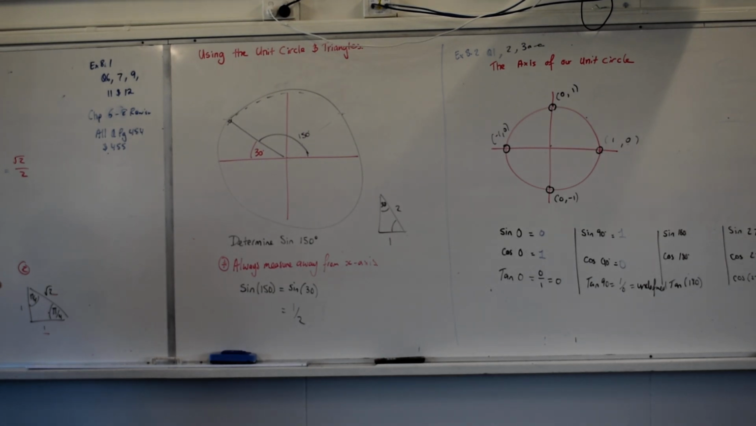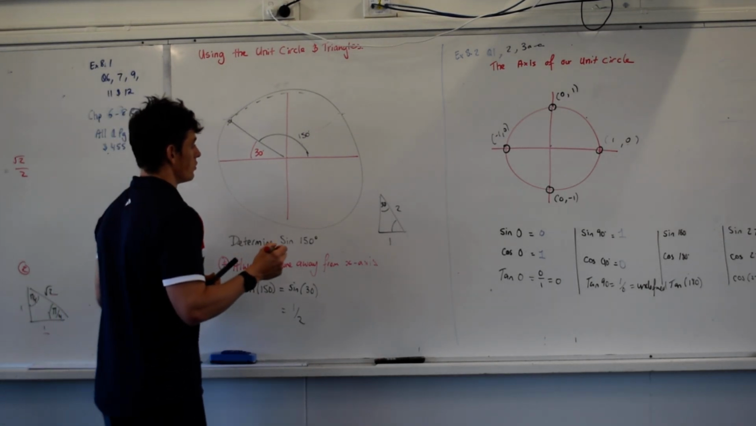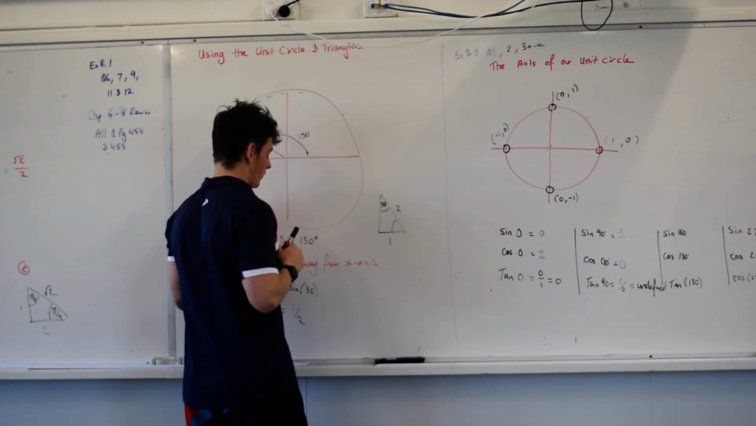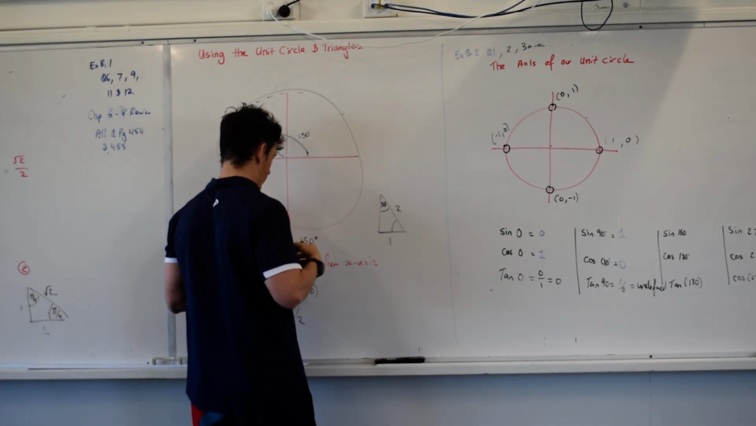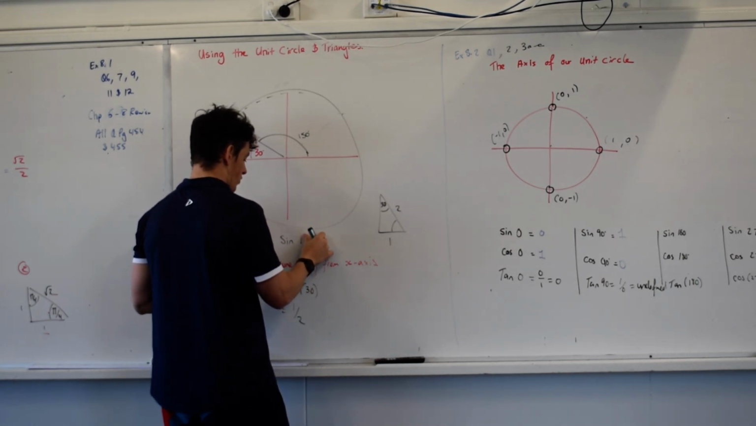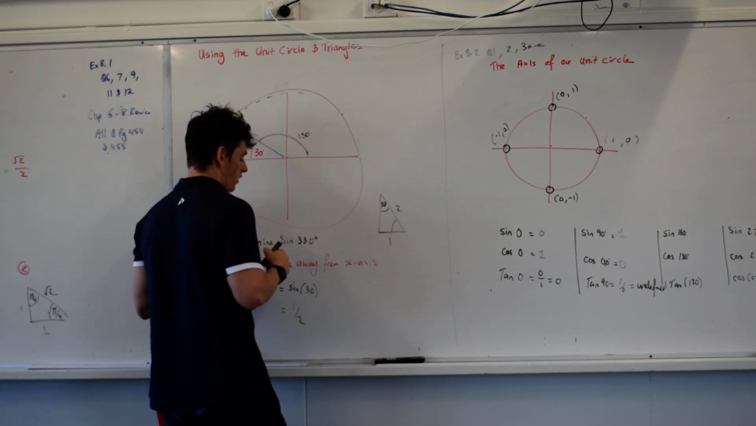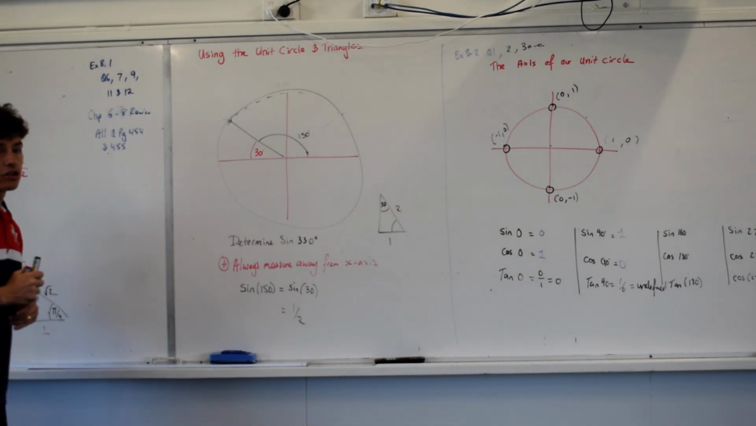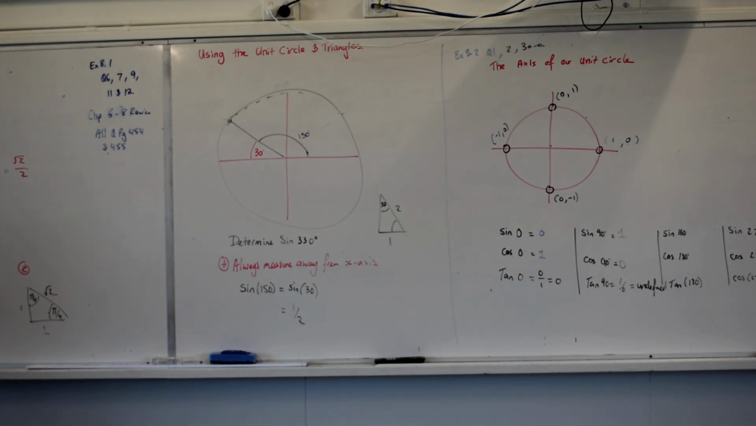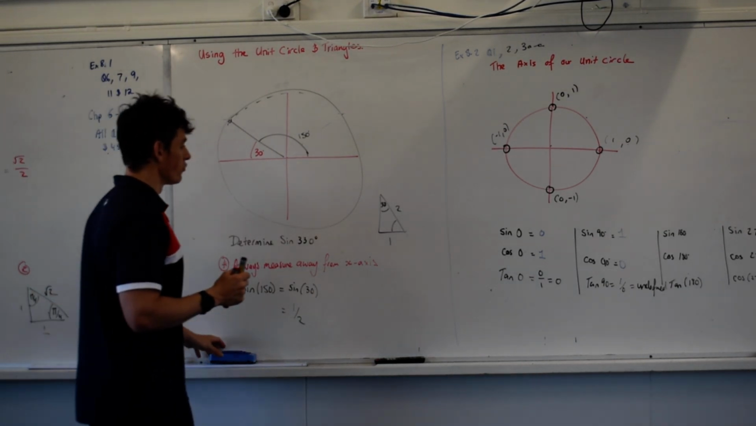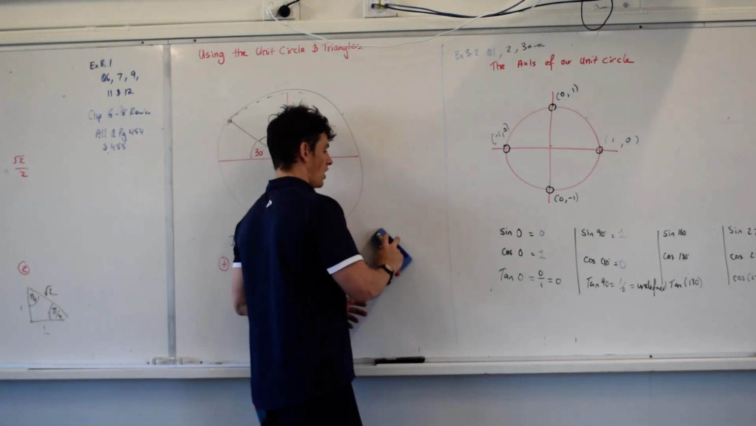I want to see if you can get it before I do. I want you to determine sine 330. I'm just going to change this question now. Determine sine 330 degrees. So first thing I want you to do is draw the angle. Don't guess. I want you to physically draw the angle.